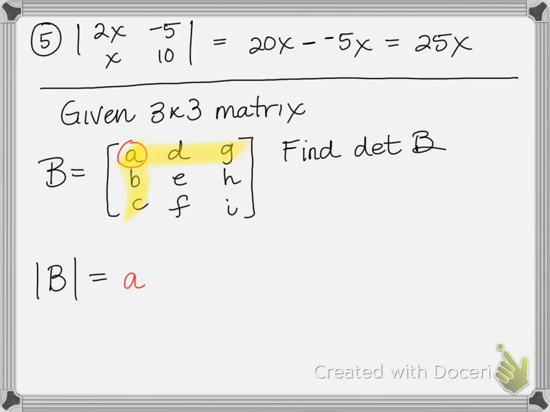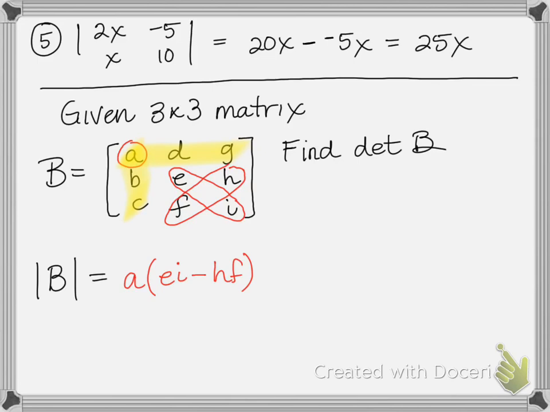And how do you find the determinant of a 2 by 2 matrix? Well, instead of putting bars, I'm going to put parentheses. I cross multiply. I do E times I, and then I subtract the multiplication of H times F, or F times H, whatever you want to write. So basically, again, you're taking these two and subtracting these two. You with me?